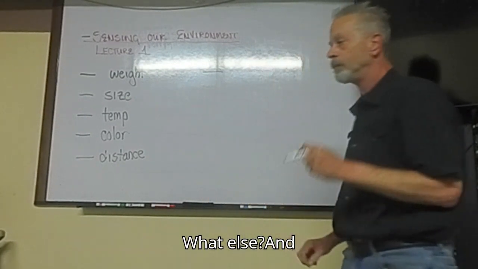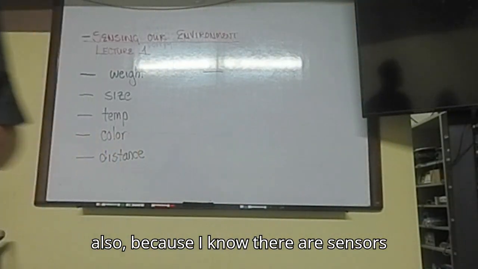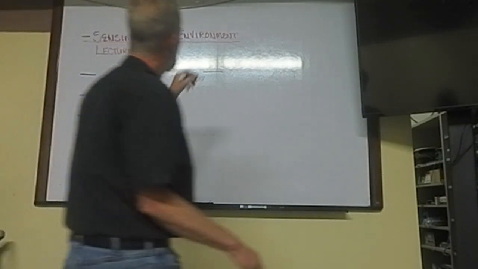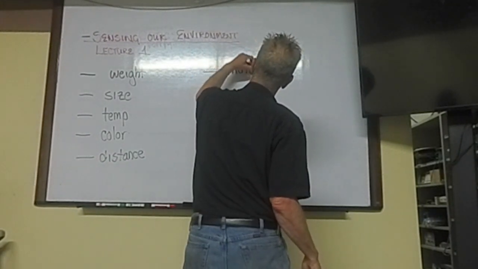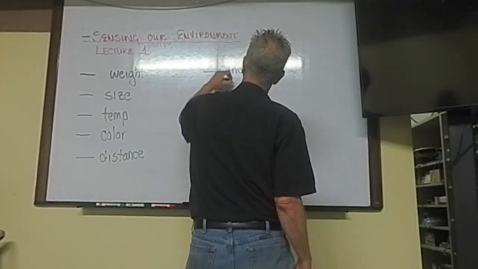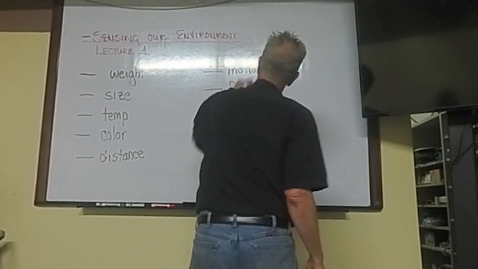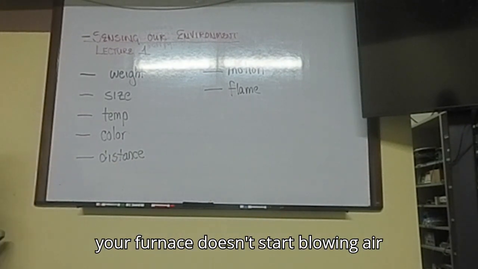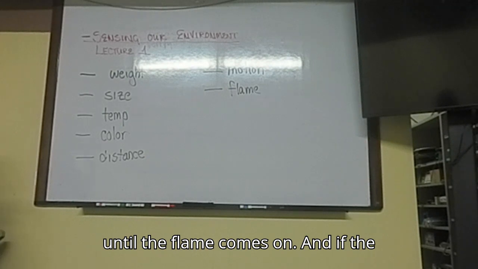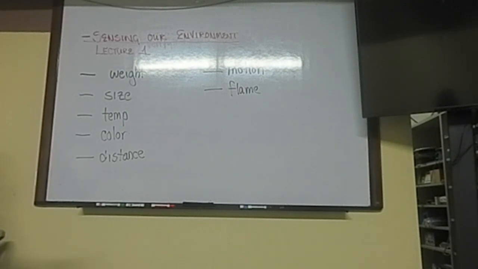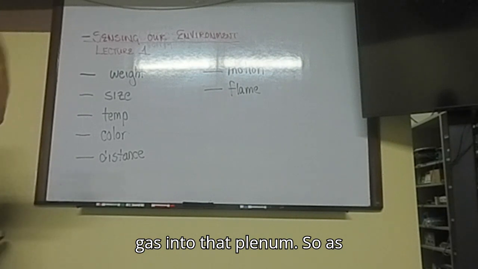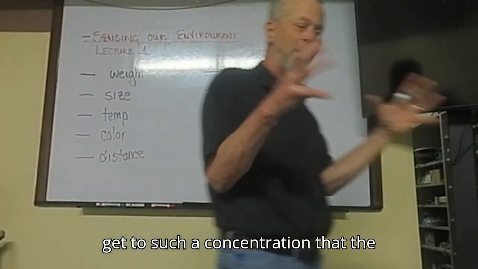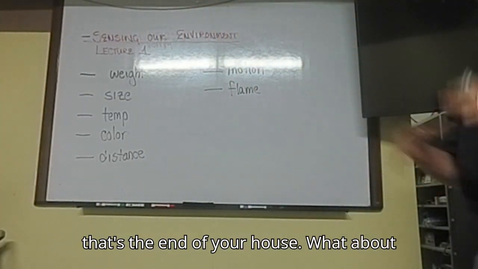What else? And also, because I know there are sensors that would be able to detect something moving, like a motion sensor. Yeah, motion, movement. A flame sensor in your furnace doesn't start blowing air until the flame comes on. And if the flame doesn't come on in a certain time, they don't want to just keep it pumping gas into that plenum. So it has a timer on it. Eventually, the gas would get to such a concentration that the pilot light would blow it up, and then that's the end of your house.